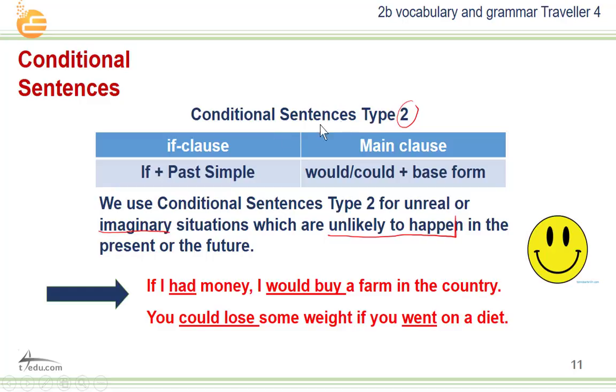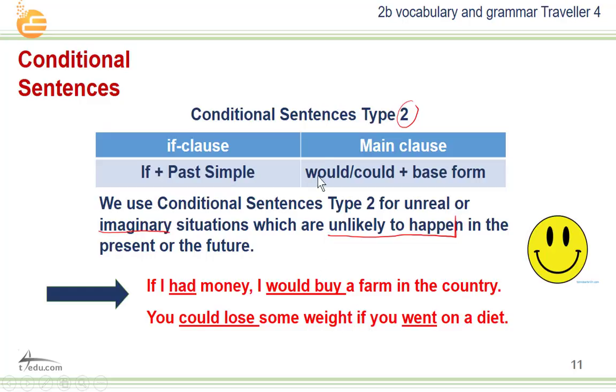Now, what about conditional sentences type 2? We have if plus past simple. Here present simple and here past simple. Then in the main clause we have would or could plus the base form. Example, if I had money, had is the past simple of have. If I had money, I would buy a farm in the country. The other example, you could lose some weight if you went on a diet.